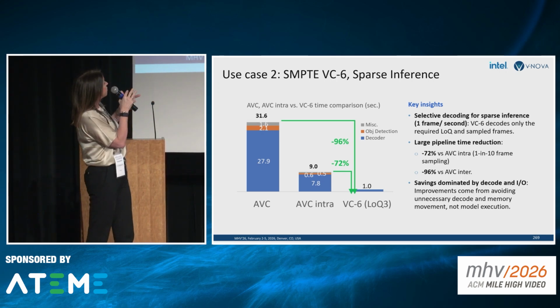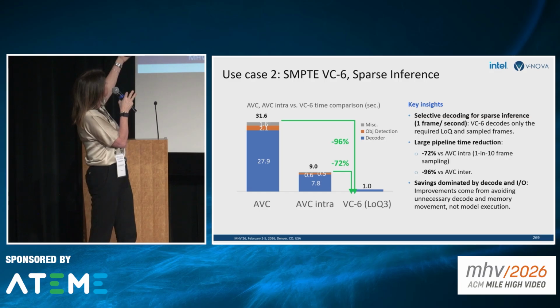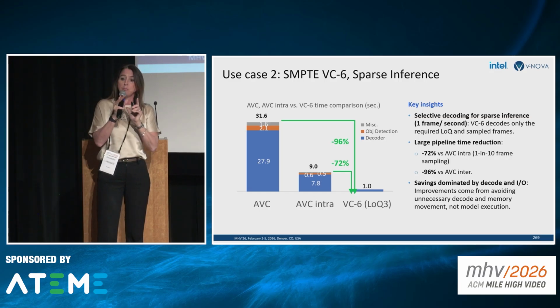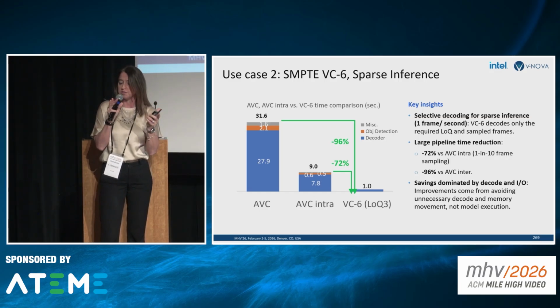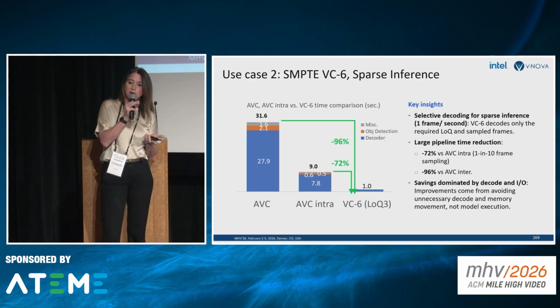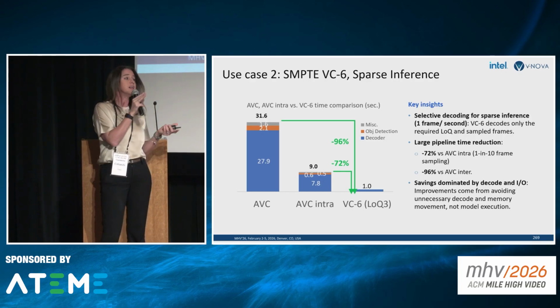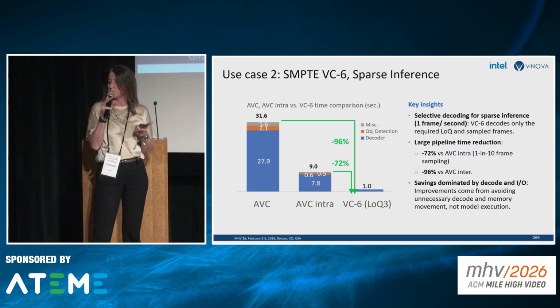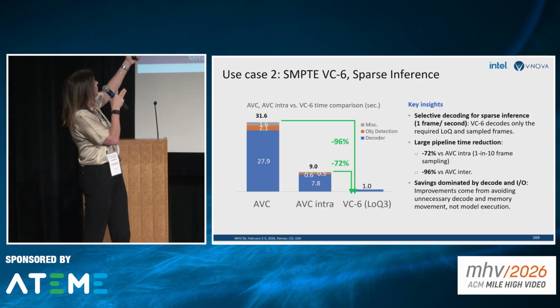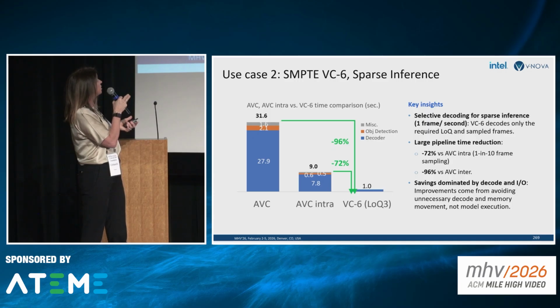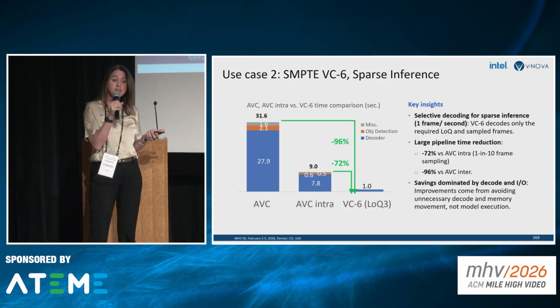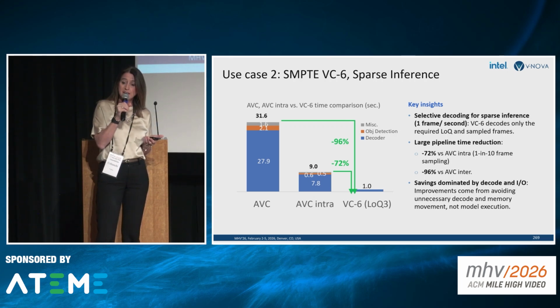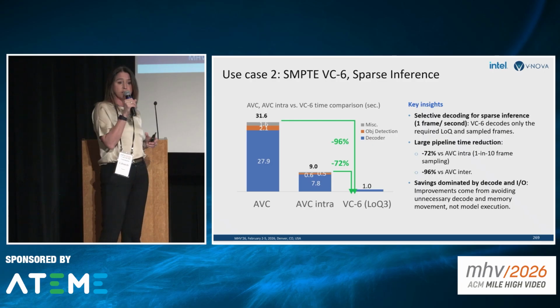And the result of this is that compared to AVC inter, which is a smaller file, so we normalized for quality, so AVC inter was a smaller file, but you had to decode the whole thing, while instead with VC6, you could decode exclusively what you wanted to analyze. So 96% reduction in the total time compared to AVC, and a 72% reduction compared to AVC intra, because we could decode a much smaller rendition.